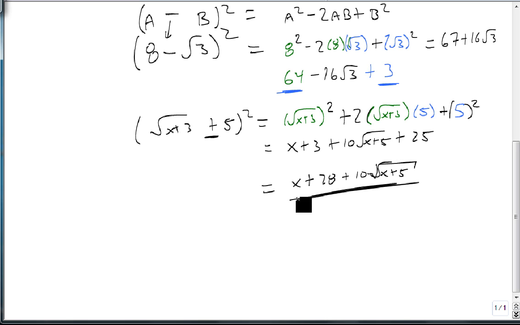And we're going to see this again when we solve equations. This is sometimes something that we need to do. So keep it in mind and remember it as we move on.